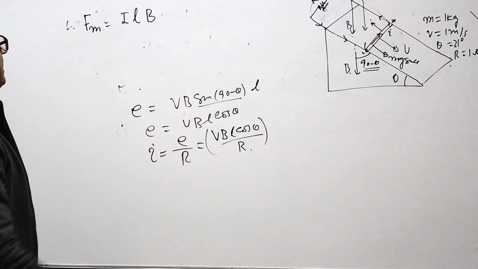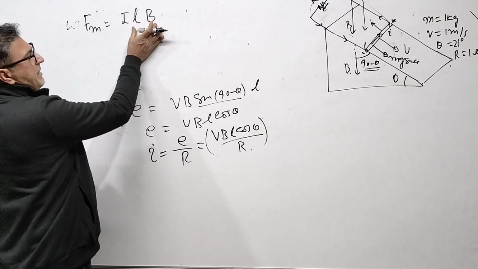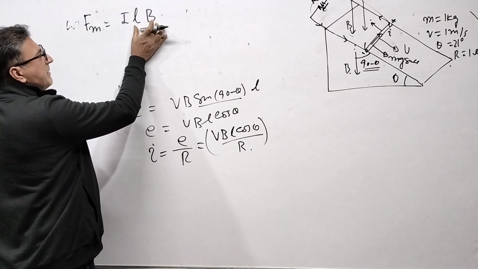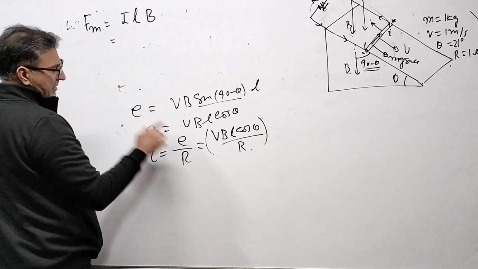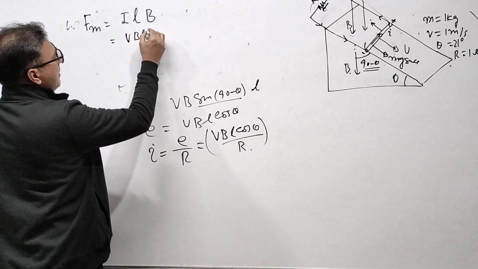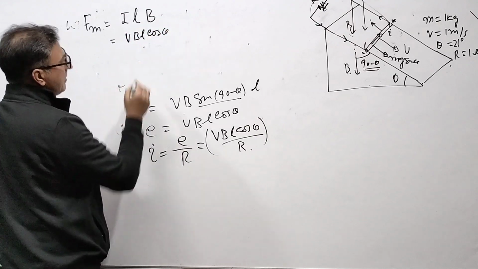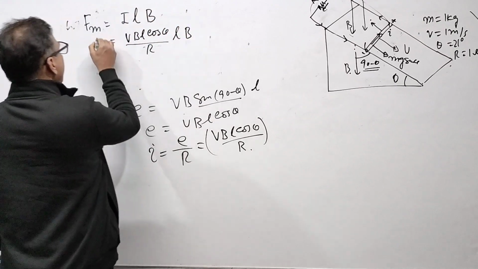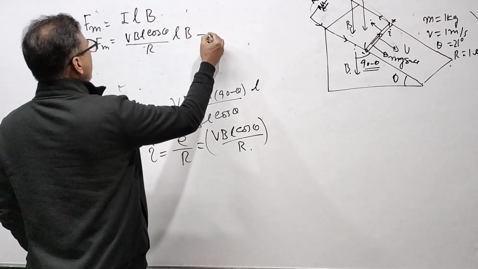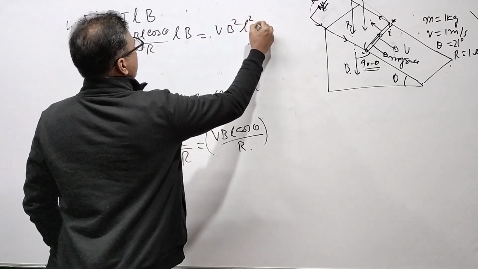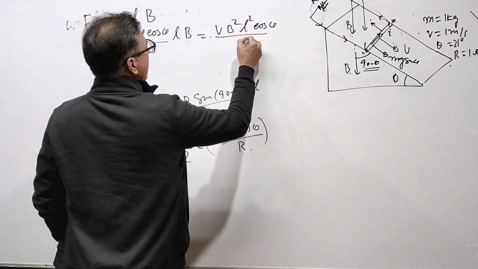IL cross B, but the angle between L and B is 90 degrees. So what is I? I is VBL cos theta by R. So FM is equal to V B square L square cos theta by R.